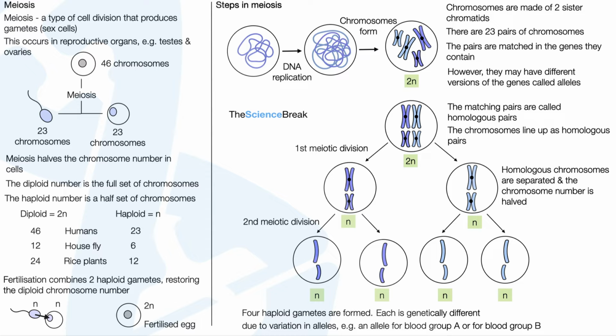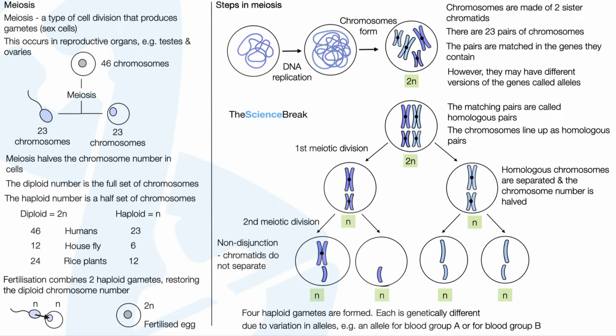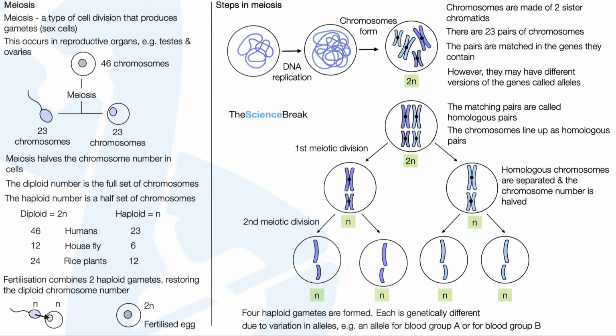For example, if we're talking about the gene for blood group, we may have an allele for blood group A or for blood group B. Just worth mentioning here, going back to our idea of non-disjunction, here is an example where we have non-disjunction. Chromatids do not separate, so we have one cell that has an extra chromosome. Normally though, this is what happens. So this is an overview of meiosis and the steps in meiosis.